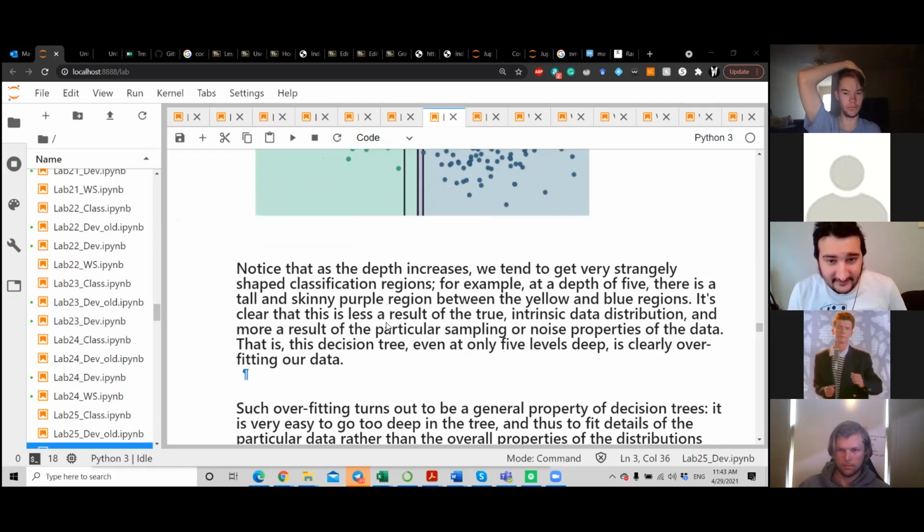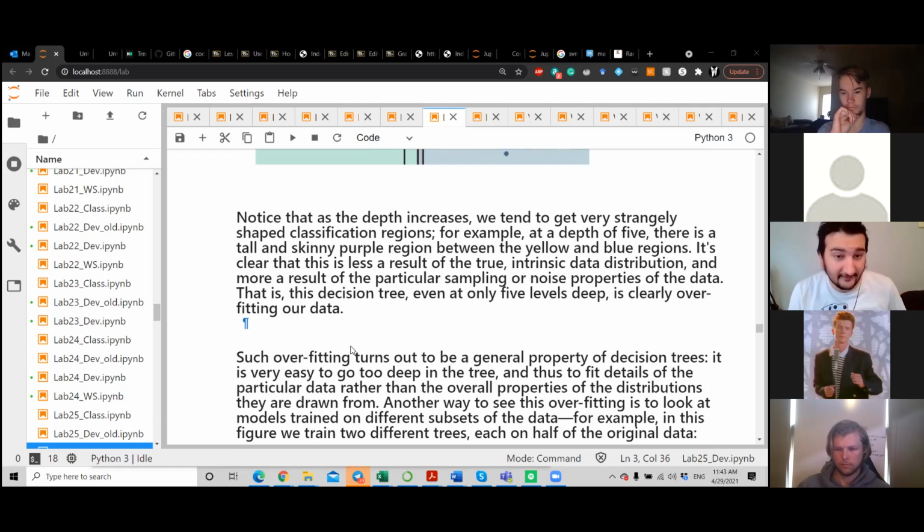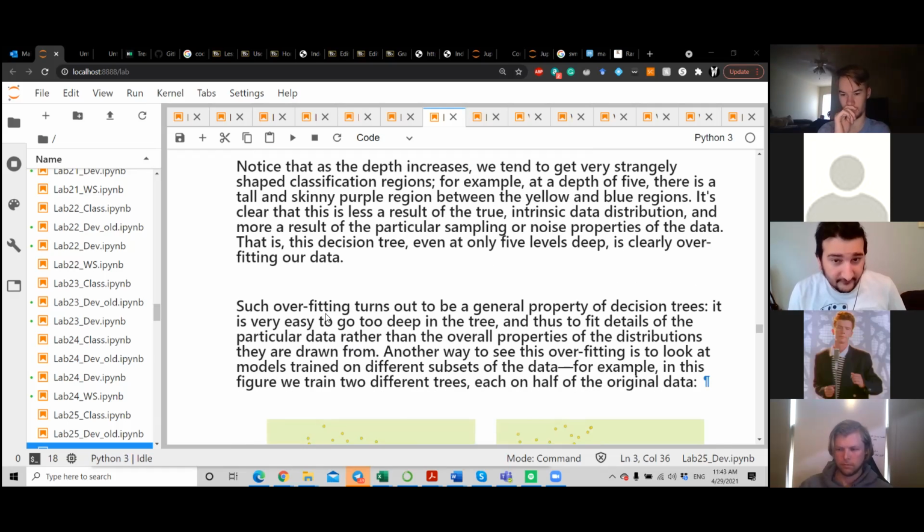It's clear that this is less the result of the true intrinsic data distribution and more a result of the particular sampling or noise properties of the data. That is, this decision tree, even at only 5 levels, is clearly overfitting our data. Such overfitting turns out to be a general property of decision trees. It is very easy to go too deep in the tree, and thus to fit details of the particular data rather than the overall properties of the distributions.